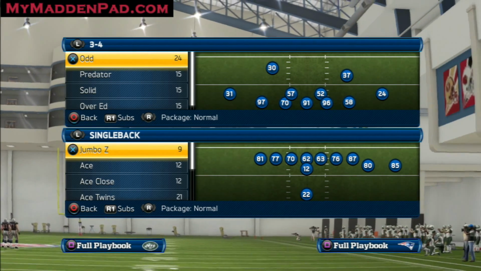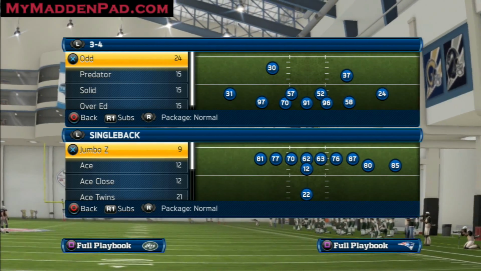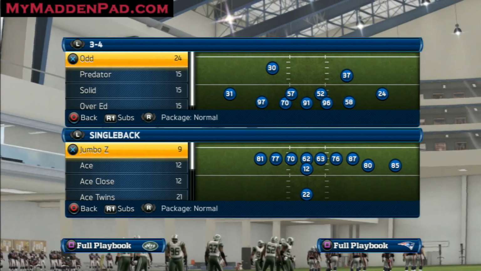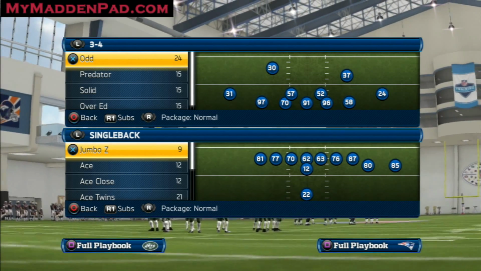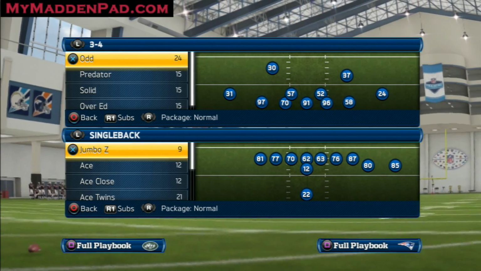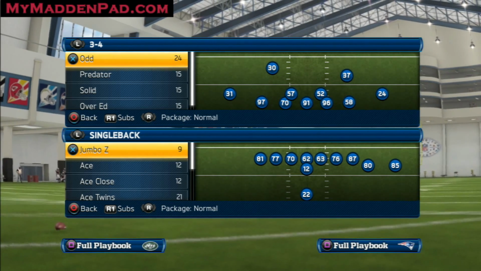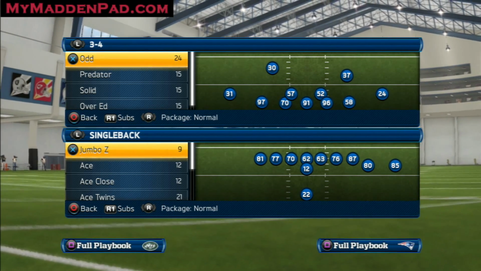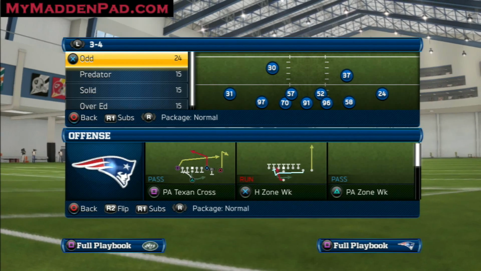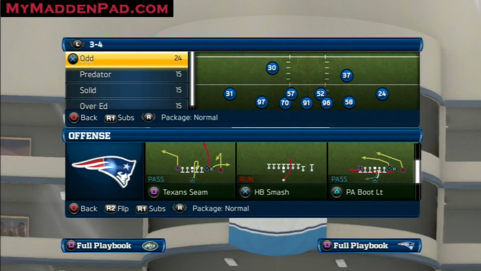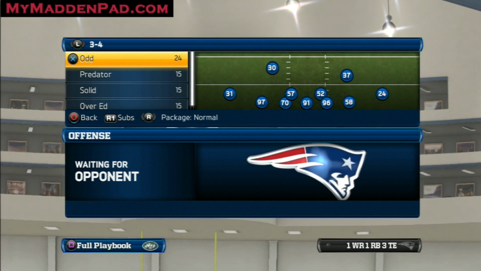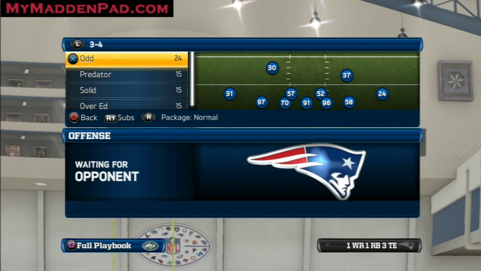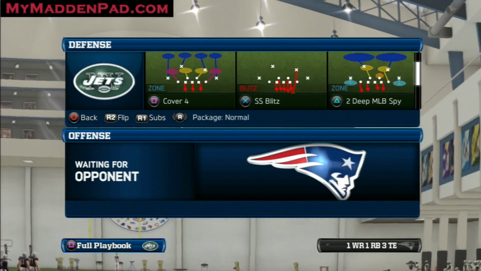So I had a friend of mine yesterday ask me, is there a play in your playbook that you are able to choose and read simple reads on the defense? And I said, sure. I use the Houston playbook, and right now we're going to take a look at the Jumbo Z, single back Jumbo Z Texan seam. And for this demonstration, we're going to just choose the 3-4 odd cover 4.